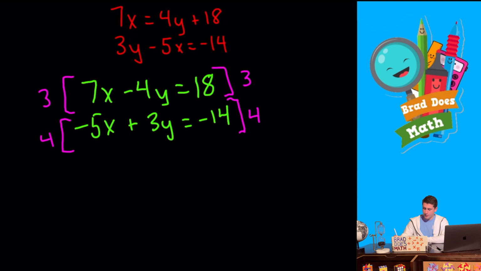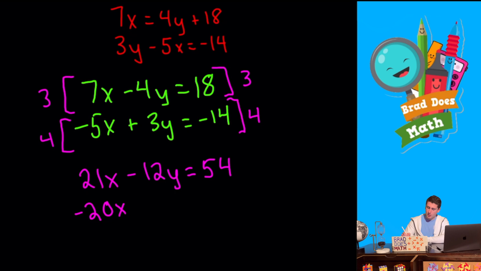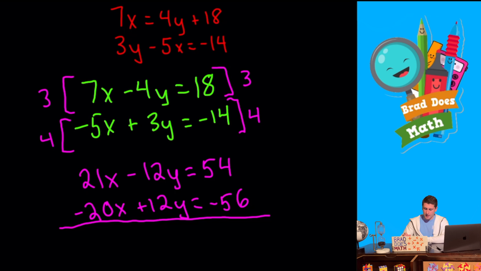Now, once I do that, I will have 21x minus 12y equals 8 times 3, which is 54 on the top. And then the bottom equation, when I multiply everything by negative 4, or positive 4, excuse me, we'll have negative 20x plus 12y, and yes, the y's are going to eliminate just perfectly, and that's going to equal negative 56, 14 times 4. Cool. And then I can just add those together. The y's cancel, and look how nicely that is.